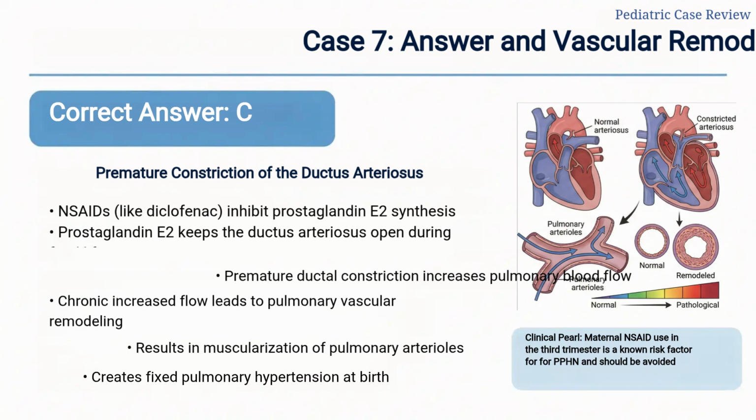Nonsteroidal anti-inflammatory drugs, including diclofenac, inhibit prostaglandin E2 synthesis. Prostaglandin E2 is the key mediator that keeps the ductus arteriosus open during fetal life. When this pathway is blocked by maternal nonsteroidal anti-inflammatory drug use, the ductus constricts prematurely. This increases pulmonary blood flow in utero, which over time leads to pulmonary vascular remodeling with muscularization of pulmonary arterioles. At birth, this creates fixed pulmonary hypertension. This is an important clinical pearl. Maternal nonsteroidal anti-inflammatory drug use in the third trimester is a known and preventable risk factor for PPHN.